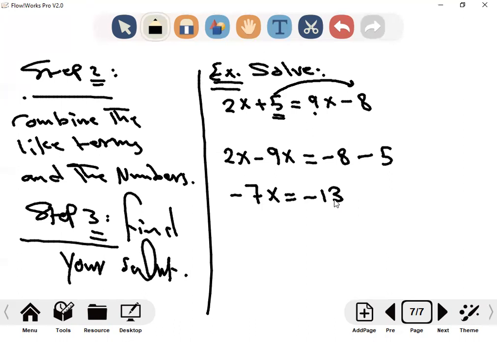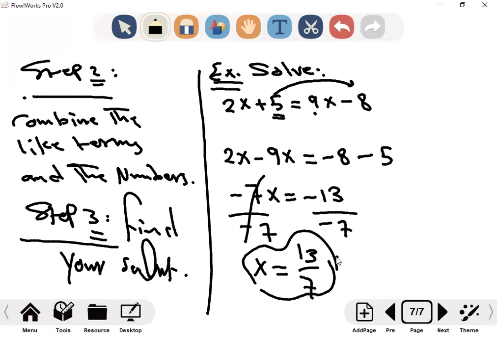Now step 3, find your solution. I want the value of x, what will I do? So x equals 13 over 7, because negative divided by negative is positive in the division. You can make it a mixed number, you can make it a decimal, do what you want. Okay? So this is the idea of your lesson. Let's go to example 1 and apply our steps quickly.